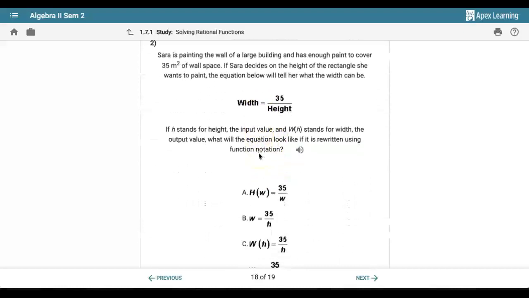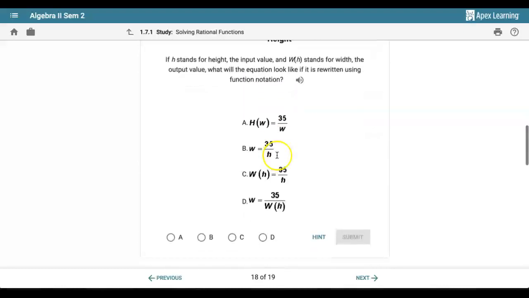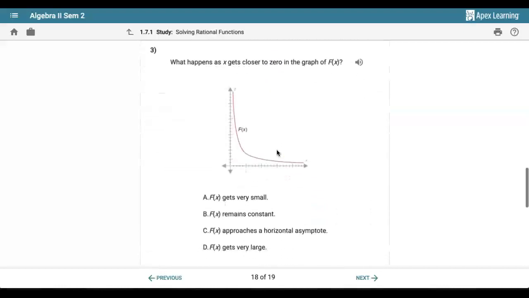So remembering, what would this look like as a function? Okay, we're looking for width as a function of height. So how would you write that? What would that look like? Okay. Then this here again is talking about asymptotes.